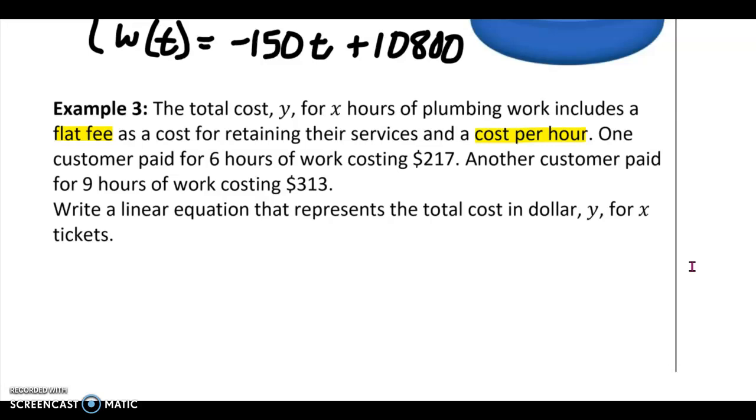One customer paid 6 hours of work costing $217. And another customer paid 9 hours of work costing $313. Write a linear equation that represents the total cost in dollars y for x hours. So we are using y equals mx plus b.